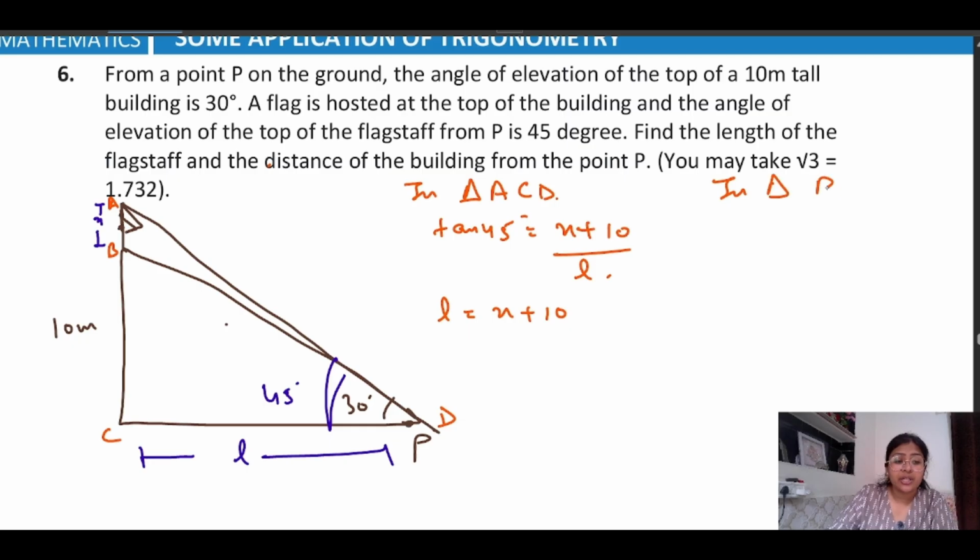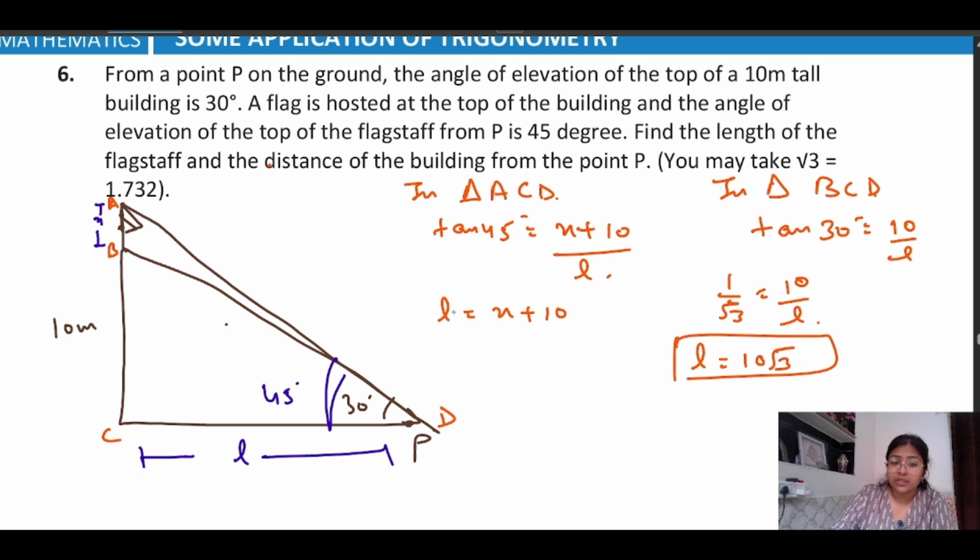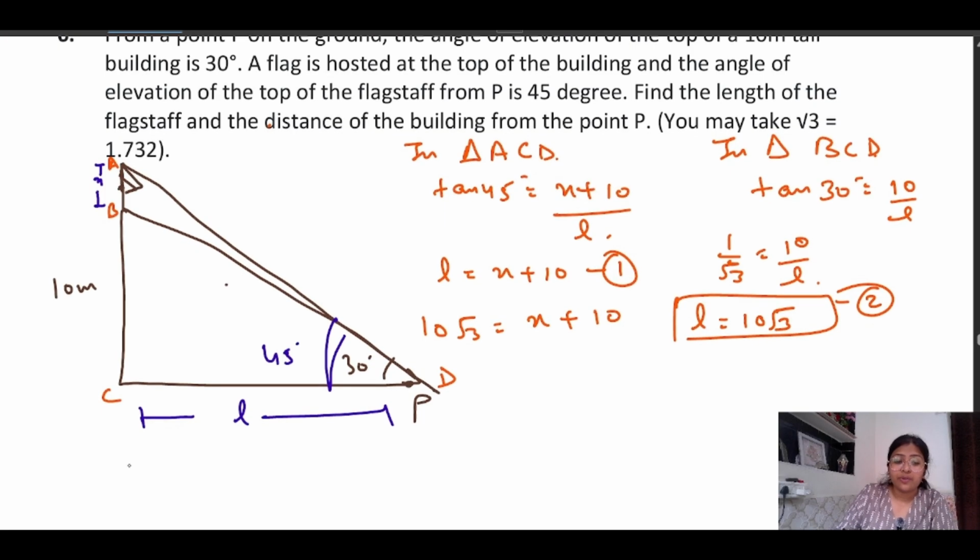In triangle BCD, tan 30 equals 10 over L. The value of tan 30 is 1 over root 3, equal to 10 over L. So the value of L is 10 root 3. Put this in the first equation: 10 root 3 equals x plus 10. So the value of x will be, take 10 common, root 3 minus 1, put the value of root 3 as 1.73. So 10 into 0.73 is going to be 7.3. This is the height of the flag staff.